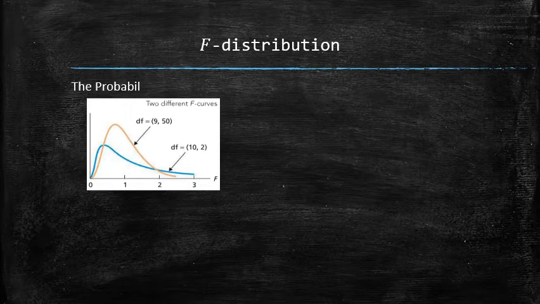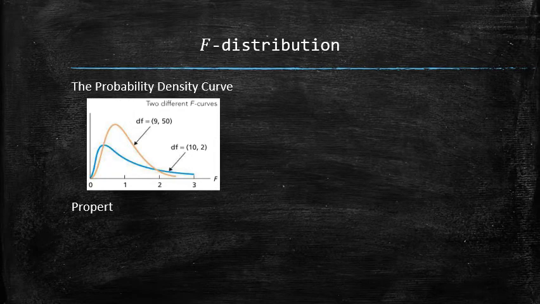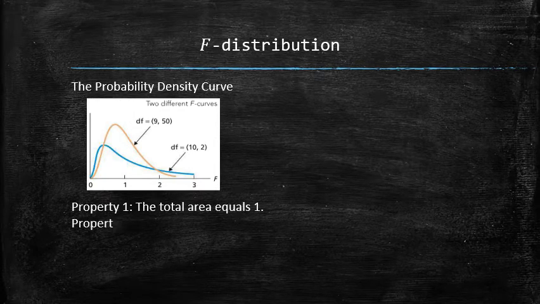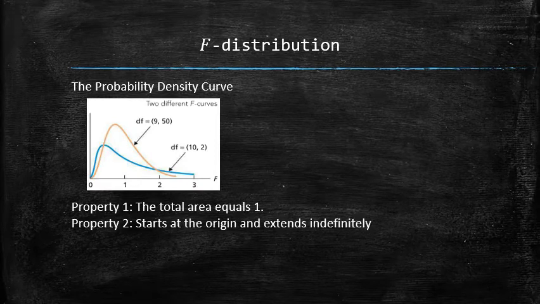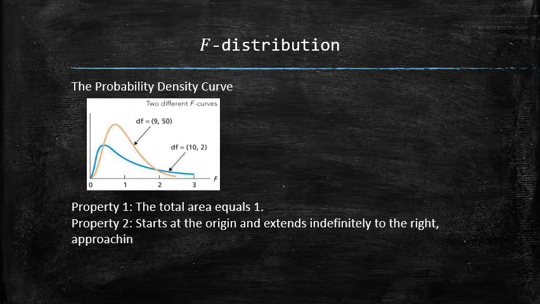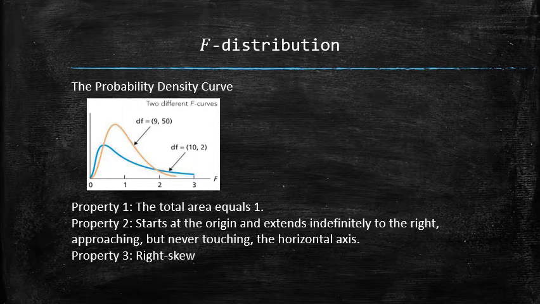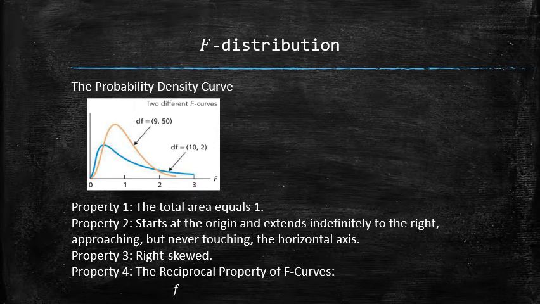The probability density curve of F distribution has the following properties. Property number 1, the total area of course is equal to 1. Property number 2, the curve starts at the origin and extends indefinitely to the right, approaching but never touching the horizontal axis, which results in property number 3. The curve is right skewed. Property number 4 is called the reciprocal property of F curves, and we will see an application of it later.